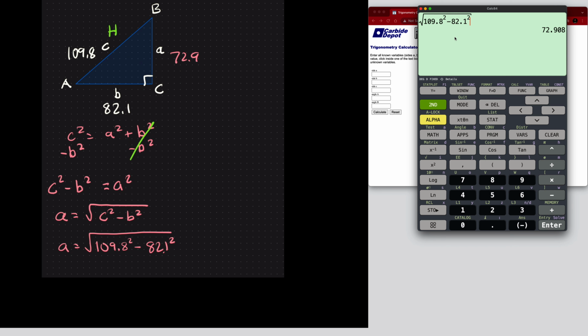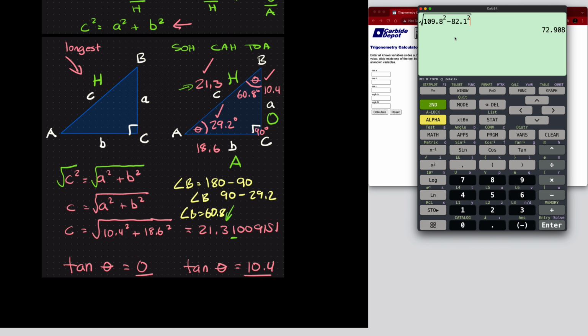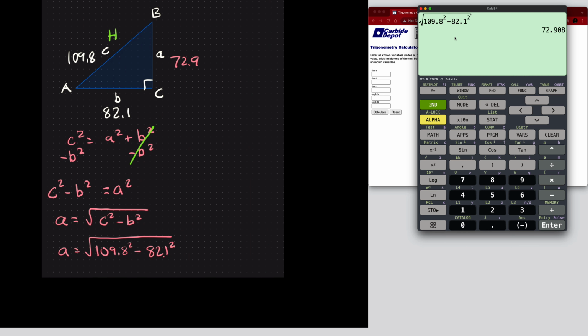Now on the last one, we decided to start off with angle A, and I told you it didn't really matter. So let's prove that by starting off with angle B. Remember, that is going to be an unknown angle, which we'll call theta. Now I just have to remember SOH CAH TOA.